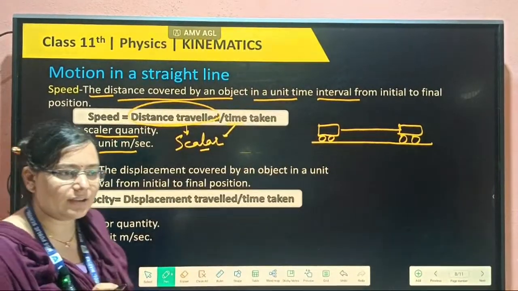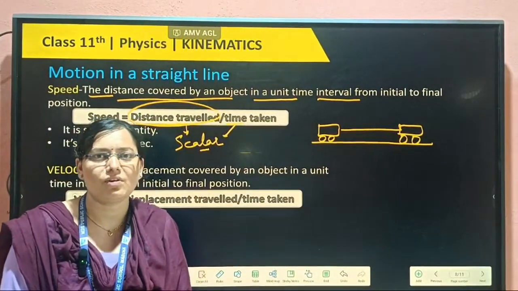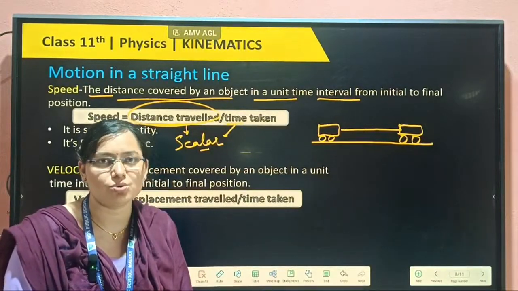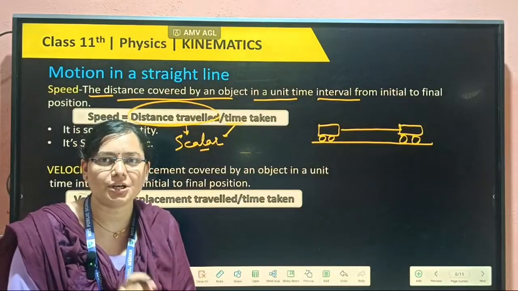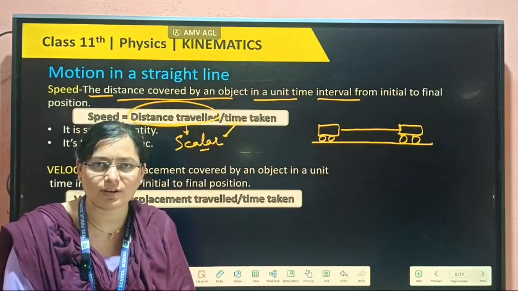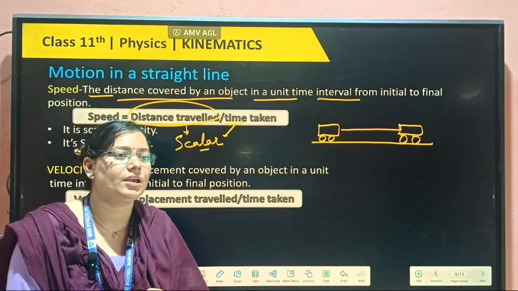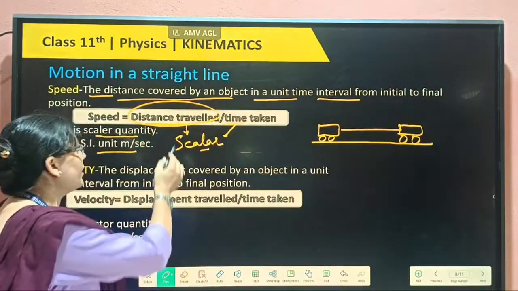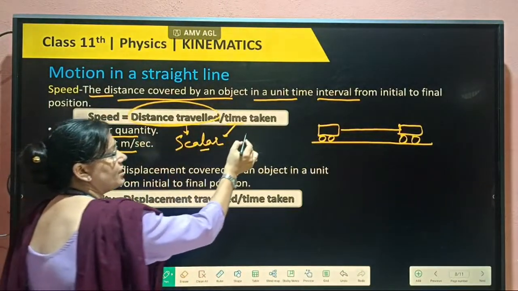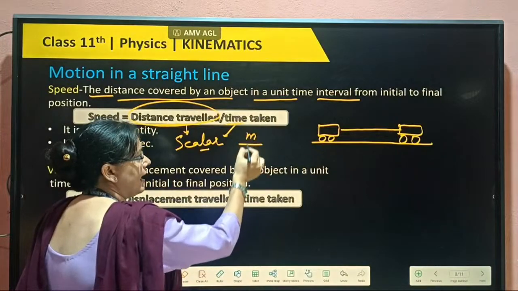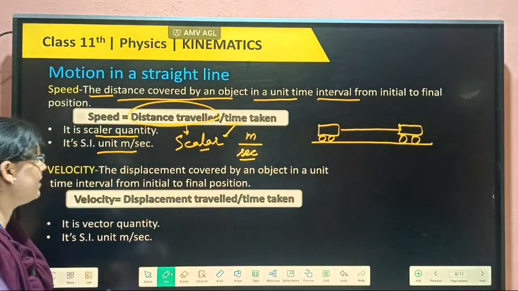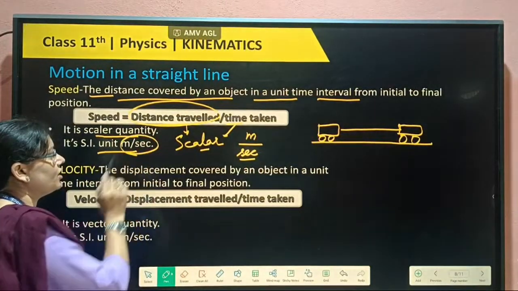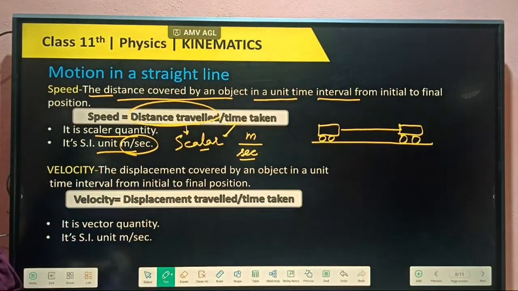But if any quantity is given and you want to find the unit of that quantity, use its formula. Then write the unit of each term in the given formula, and it will give you the unit. Here distance is given, so the unit of distance is meter, and the unit of time is second. So we write meter per second as the unit of speed.